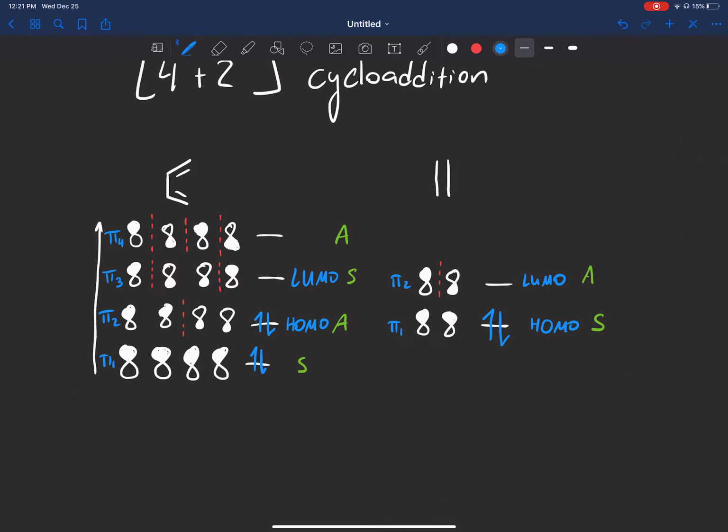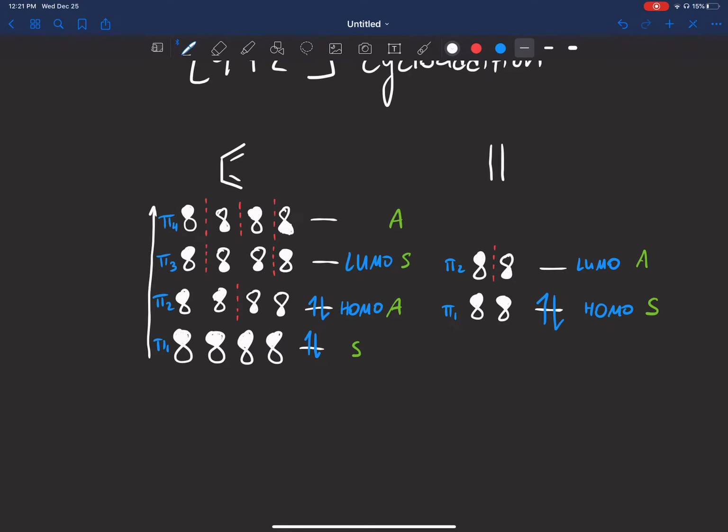So now, let's get back to this example. Like I said before, we don't usually just use 1,3-butadiene and ethylene. You usually like to speed up this reaction because this is going to be a little bit slow. How do we speed up this reaction? Well, one thing we can do is use electron donating groups and electron withdrawing groups.